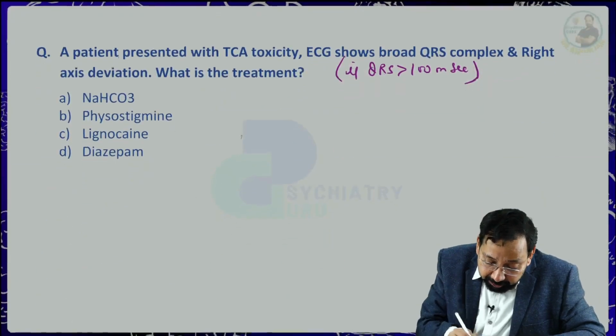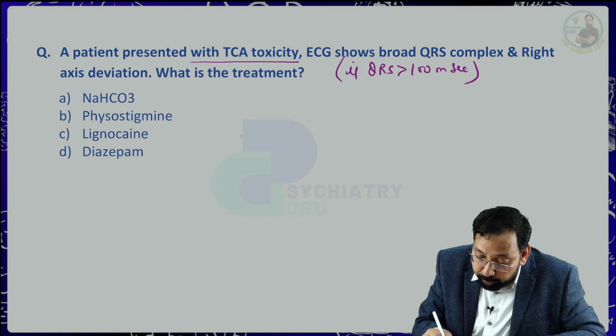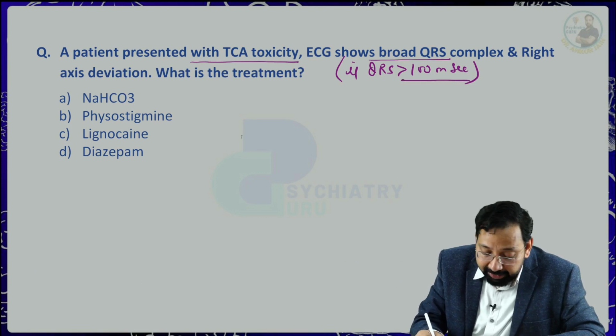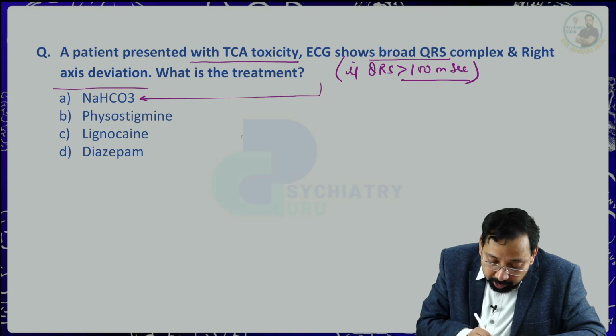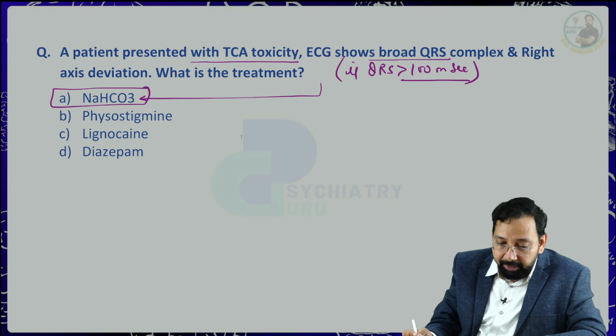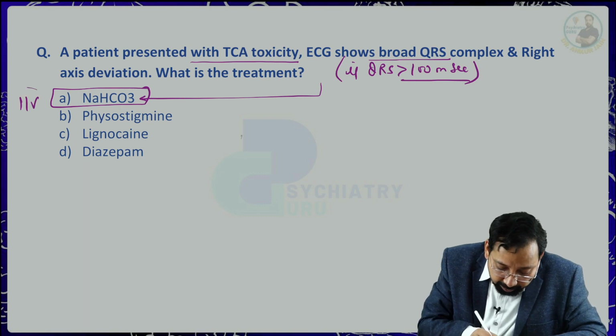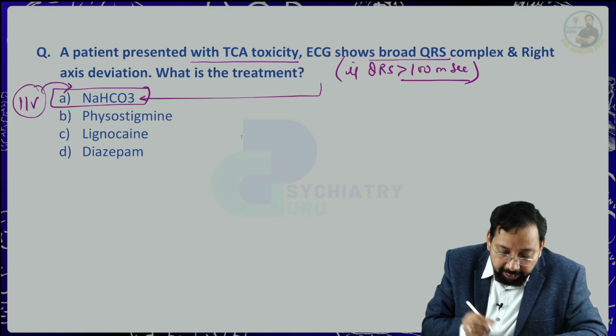Now, a patient presented with TCA toxicity, and the ECG shows broad QRS. If more than 100 milliseconds, immediately think of the sodium bicarbonate antidote. If you want to be precise, IV sodium bicarbonate.